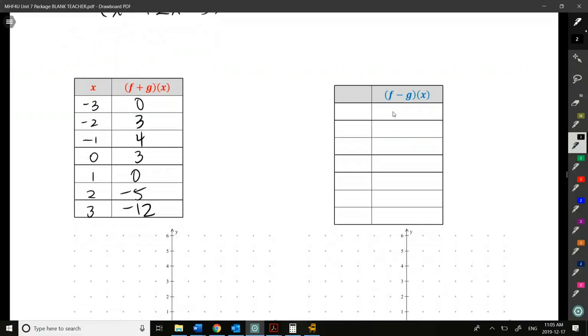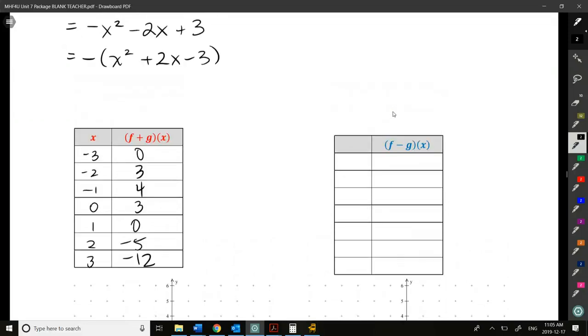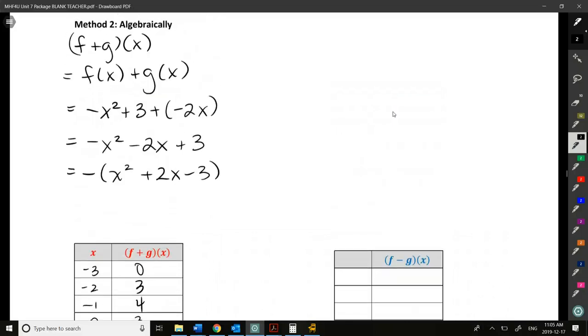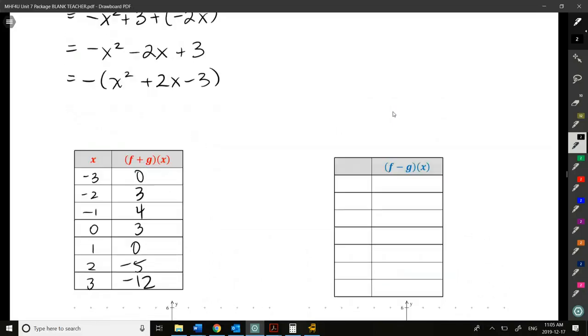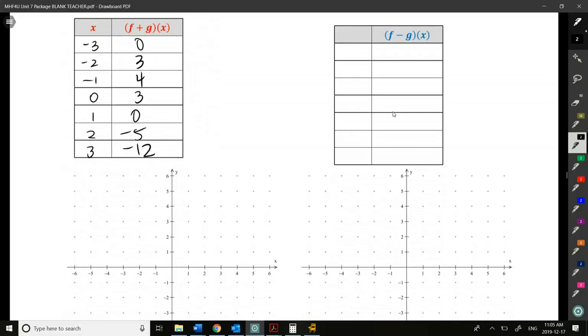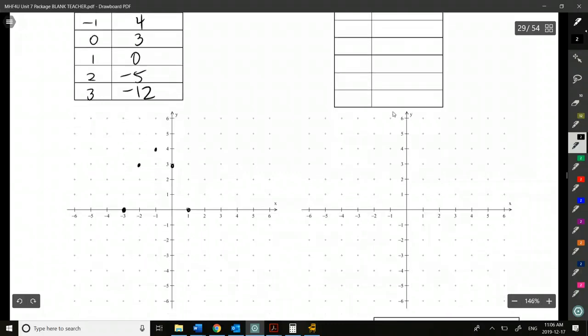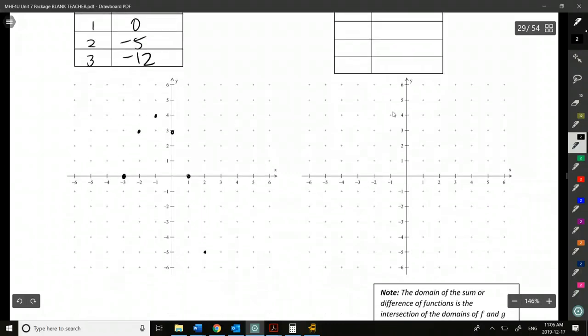Why did it go from x cubed to x squared? Above. It didn't. Oh, sorry. That's okay. Okay, so same function that results from this. That would give us f at x plus g at x, or f plus g at x.